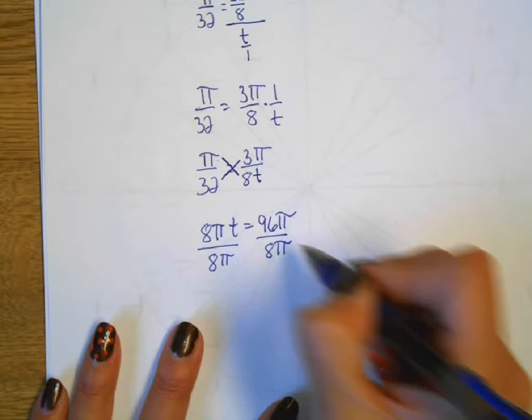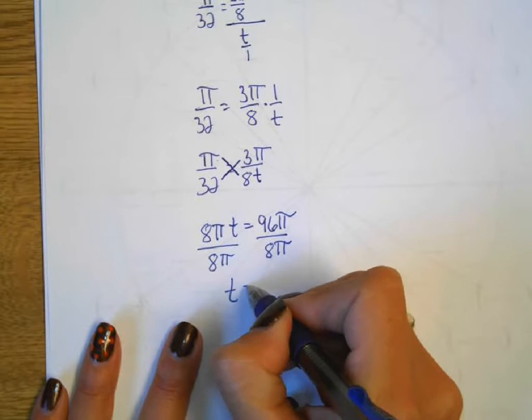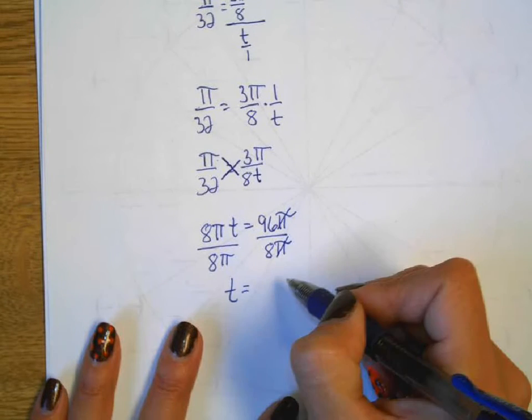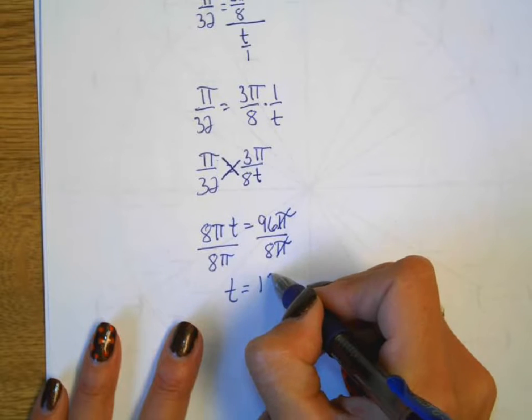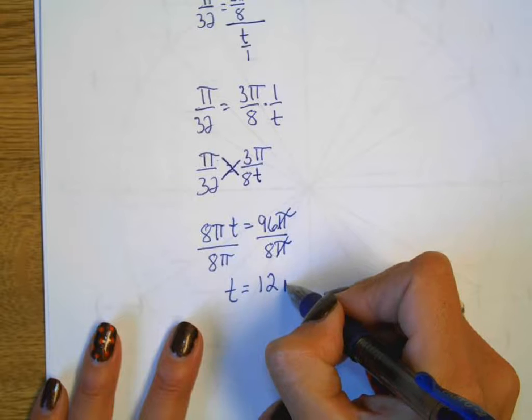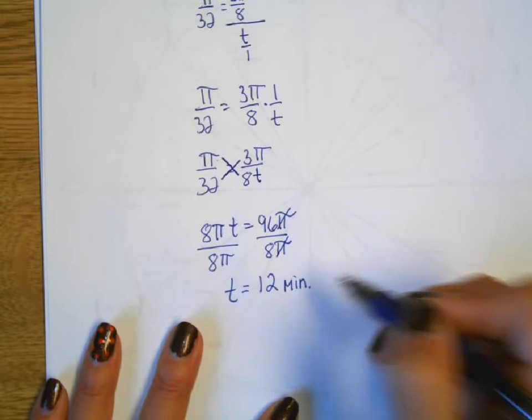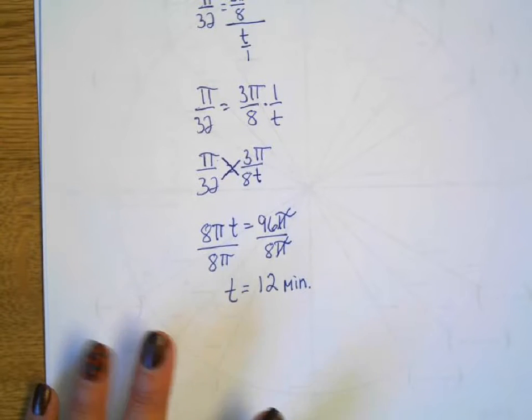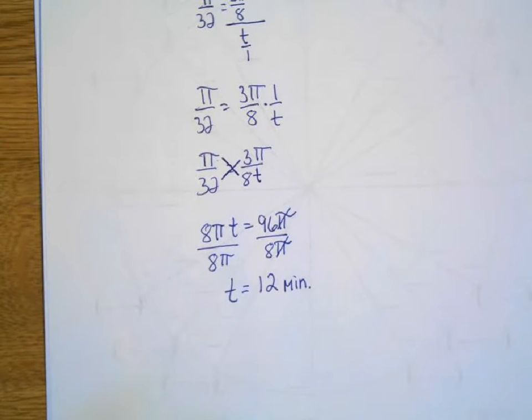Are there other ways to do this? Yes. So the pi's cancel. 12. 12 what? 12 minutes. So algebra's a bit of a challenge today, I think. Not so much the trig, knowing the formula, it's the algebra.